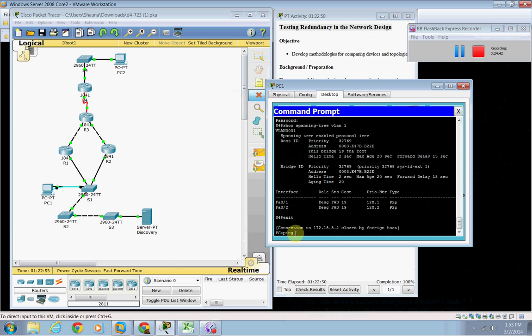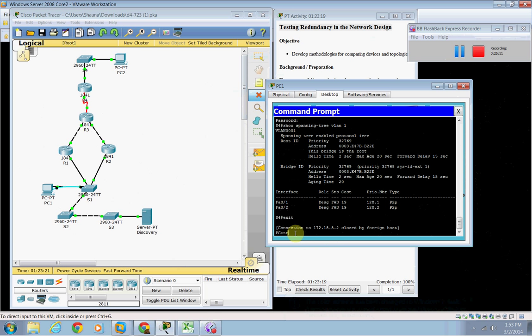I did that one already. Okay, I've already done the ping one, so I kind of did it backwards, so I didn't have to switch around so much. It seems like I'm doing lots of switching here.